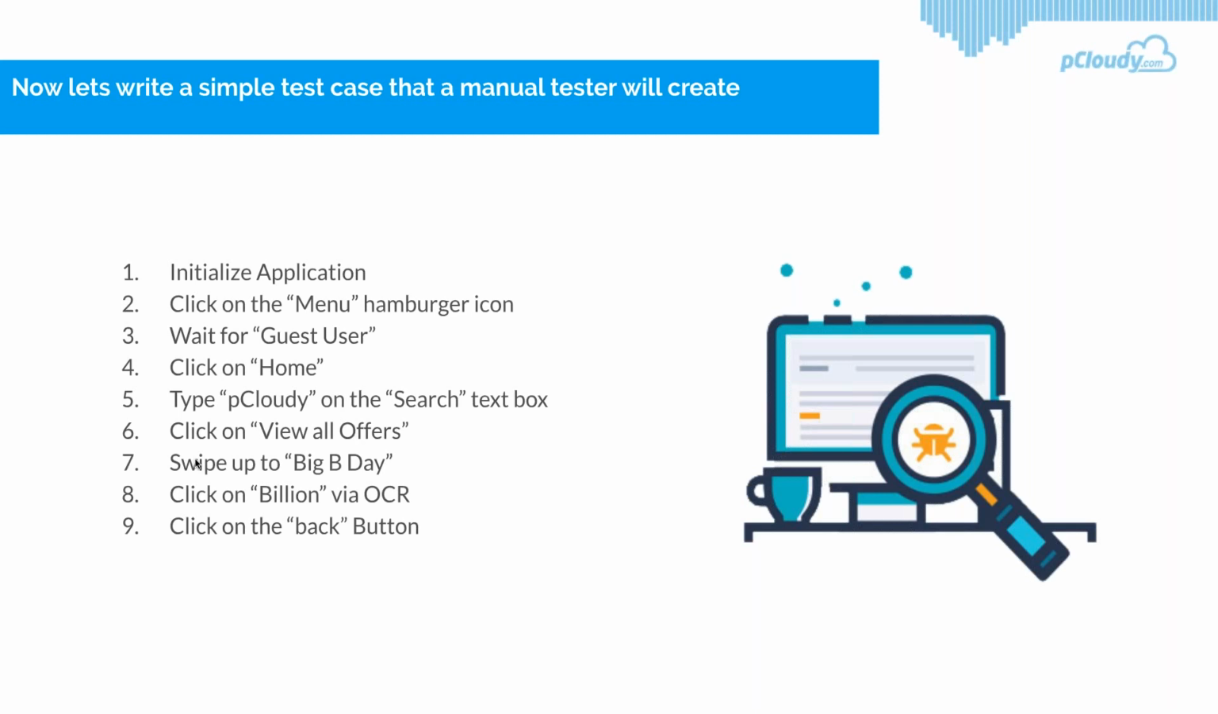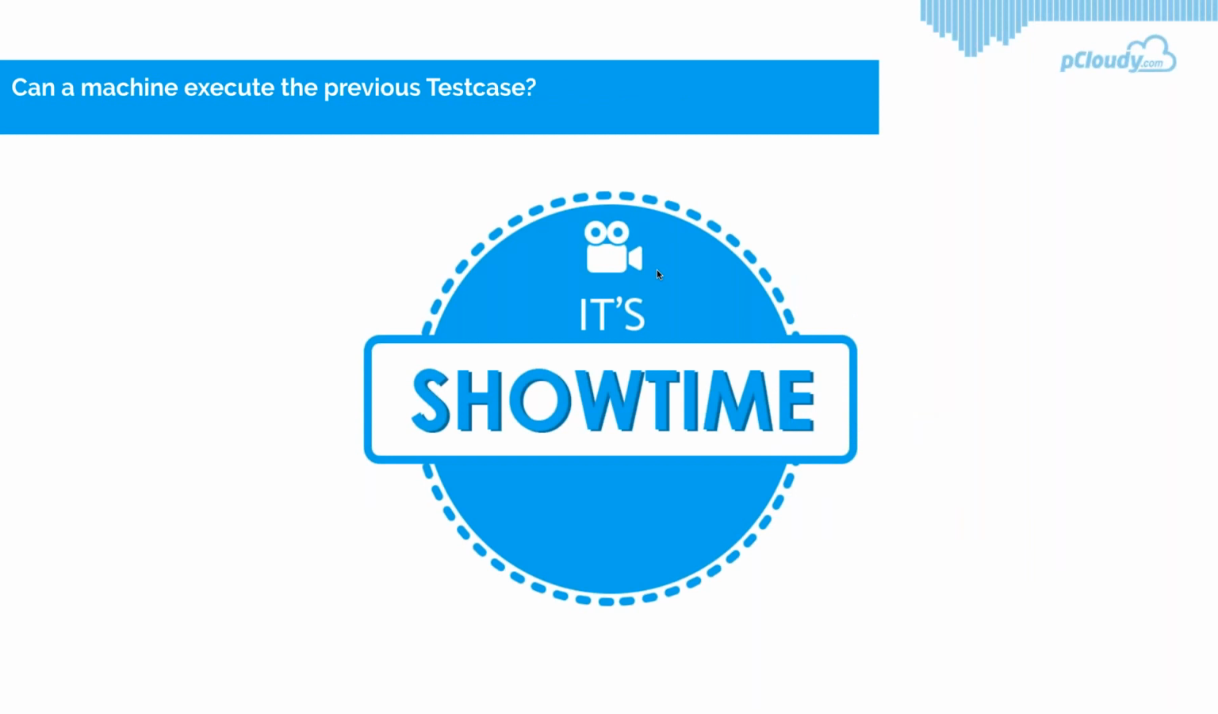So we have got some keywords like click, wait, type, swipe, initialize, and then we have some objects on which we have to perform the action. And now the AI engine, whatever we want to test our applications on, should be intelligent enough to create something out of it. Okay, so what's next? Question: can a machine execute the previous test case?